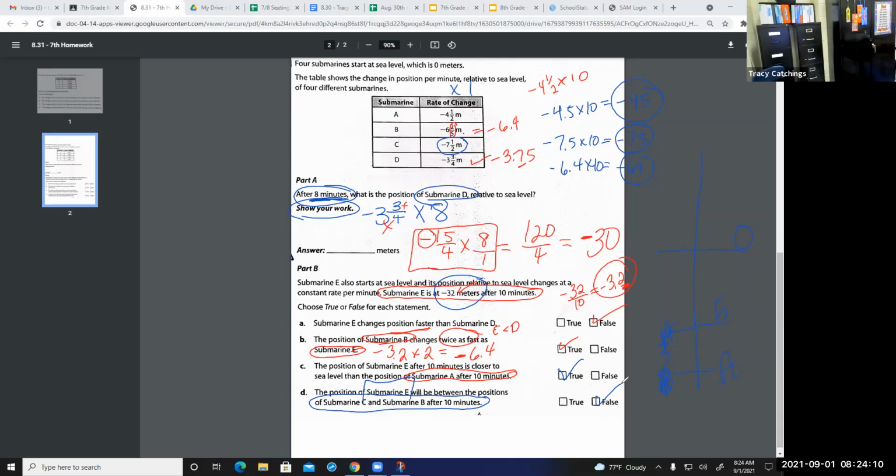All right, it said E is between C and B. So we took C, multiplied it by 10 and got negative 75. We took B, multiplied it by 10 and got negative 64. And they're saying E at negative 32 will be between that. So E at negative 32 is not between those two numbers.